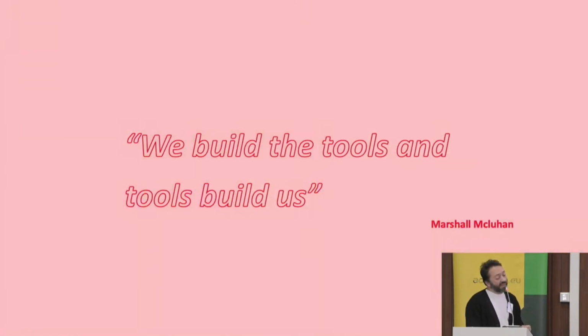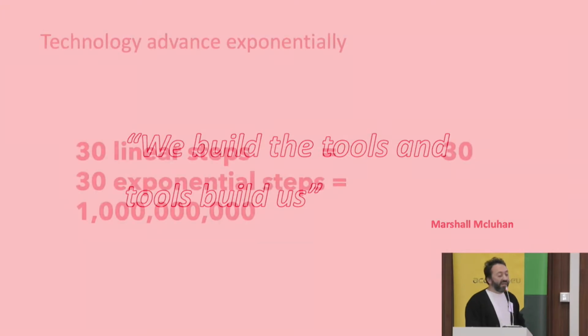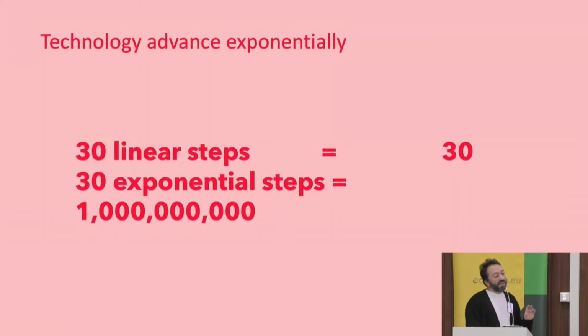There is that lingering question of, what is the metaverse? What is the mesh? What is the future of everything that connects with each other? And as Marshall McLuhan famously said, we build the tools and the tools are building us. The difficult thing about that is that we, as human beings, are not trained to think about how technology develops. Technology develops much more exponentially. It's very easy to count 30 linear steps, but what are 30 exponential steps? Because technology changes exponentially, that we cannot do.